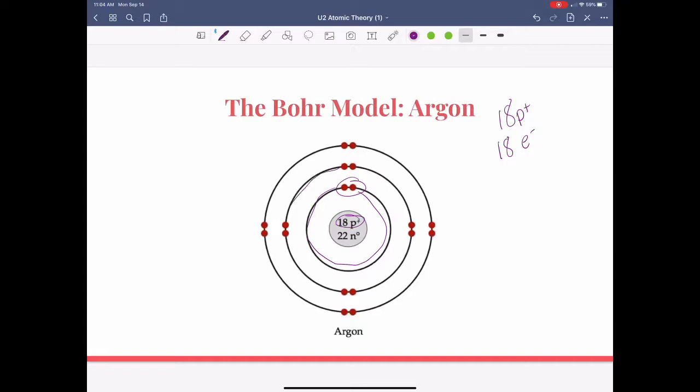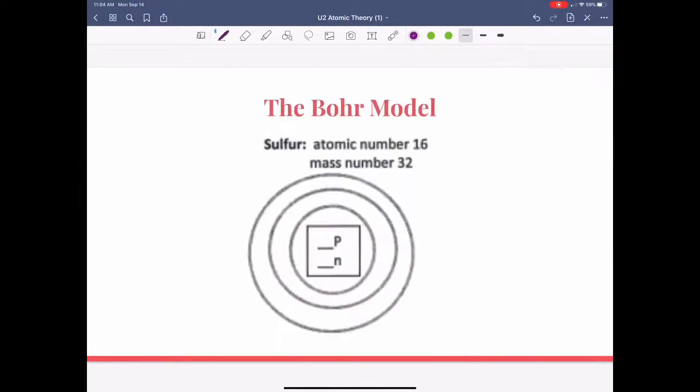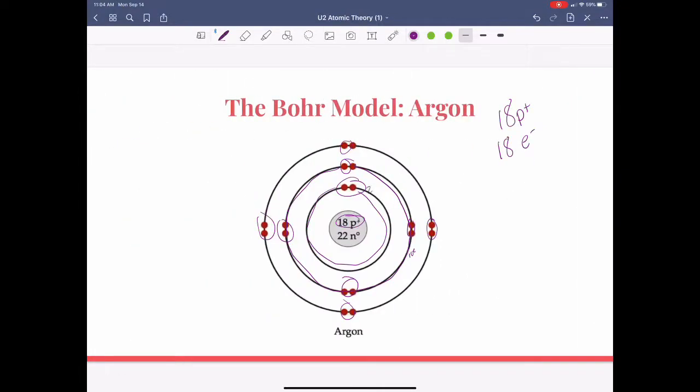Next ring, I can put all 8 on there, right? Because 2 plus 8 is 10. So far I've only placed 10 electrons. All right? So keep going. I've got to go to the next ring because now this one's full. And I've got 2, 4, 6, 8. All right. So 2 plus 8 plus 8 equals 18. I have illustrated argon.